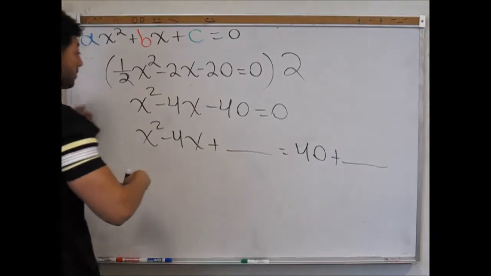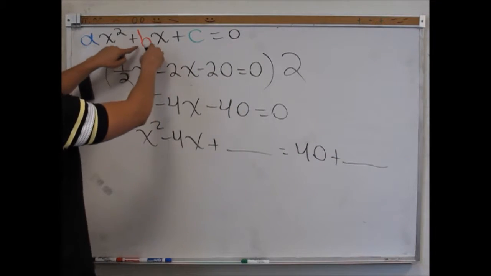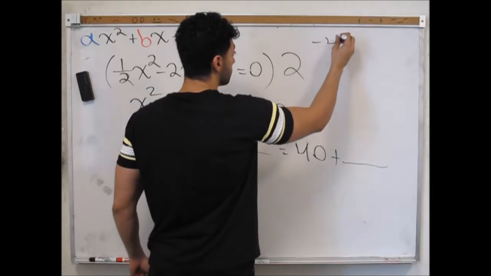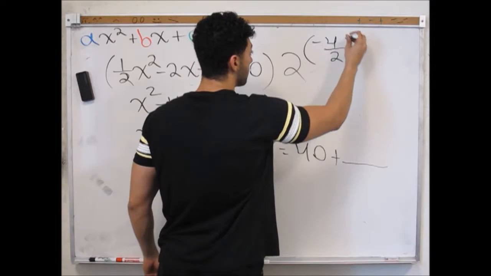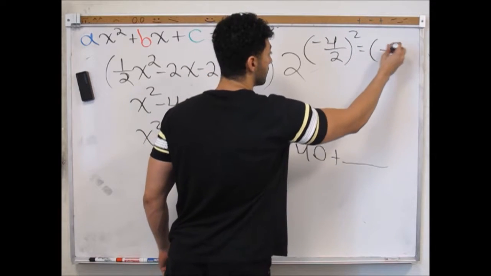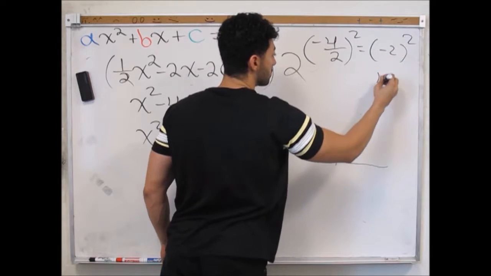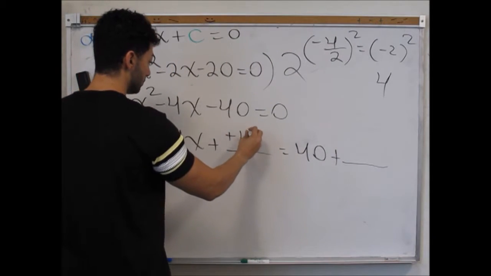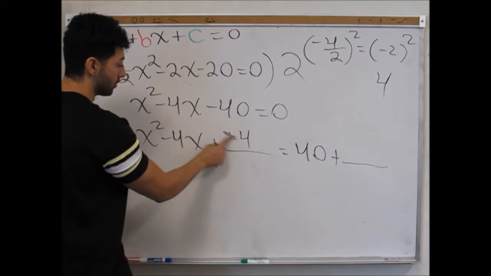Okay, now we're going to go to the third step. Take b, which is -4 in our case. We're going to divide that by 2 and we're going to square it. So then you'll get -2 squared, which is 4. That's what we're going to add on to both sides. I already put the plus there.